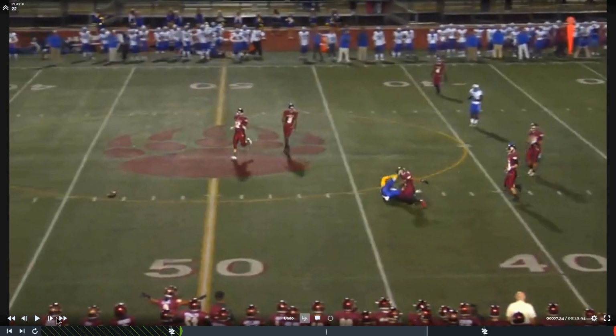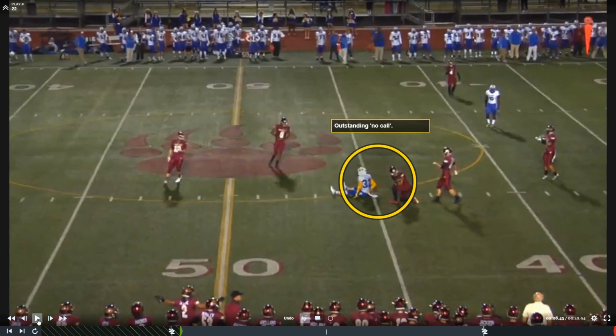The ball is overthrown, which, of course, we are not supposed to take into consideration, but we also have to consider advantage, disadvantage in this type of play. And since that ball is so far away from the receiver, it would take a lot more severe contact, in my opinion, for that to be called a pass interference. Steve agrees. Outstanding, no call. Let's move on to the next play.